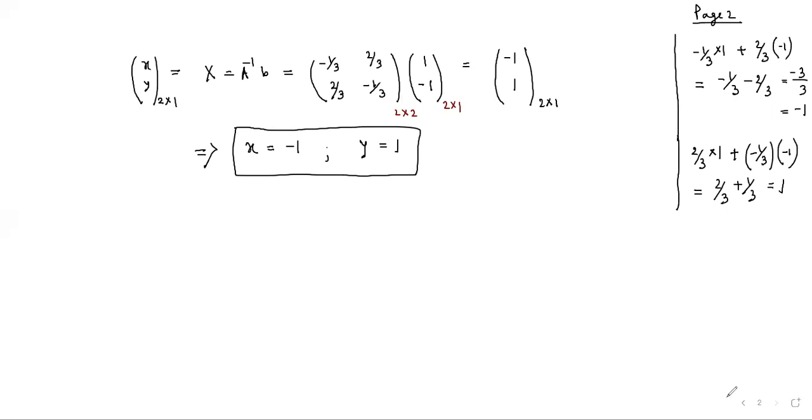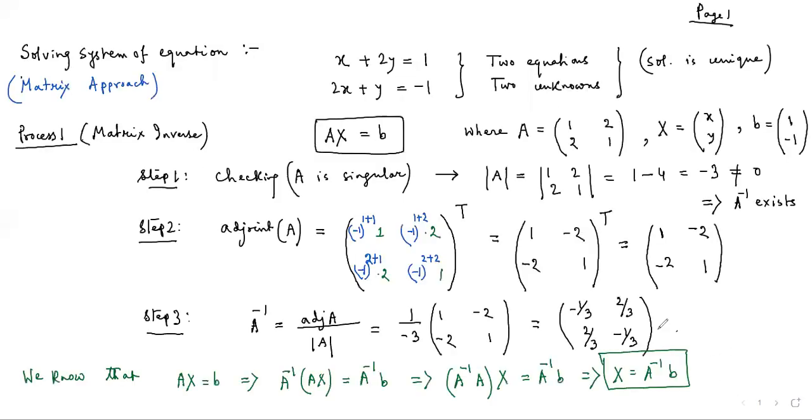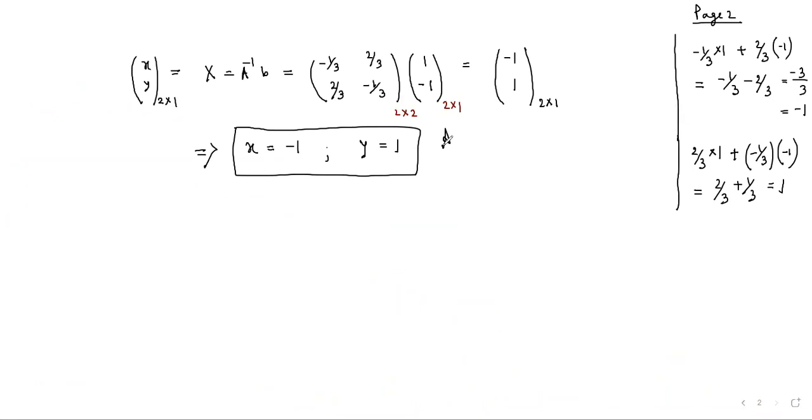Now you can check whether the solution is correct or not by substituting the values over here. If X equal to minus 1 is substituted over here and Y equal to 1 over here, we get 2 minus 1, that is 1. So the first equation is getting satisfied. If you put X equal to minus 1 over here and Y equal to 1 over here, we get minus 2 plus 1, which is equal to minus 1. Both the equations are being satisfied, and therefore this is the answer to our given problem by the matrix inversion method. This is one type of solution that you can consider.